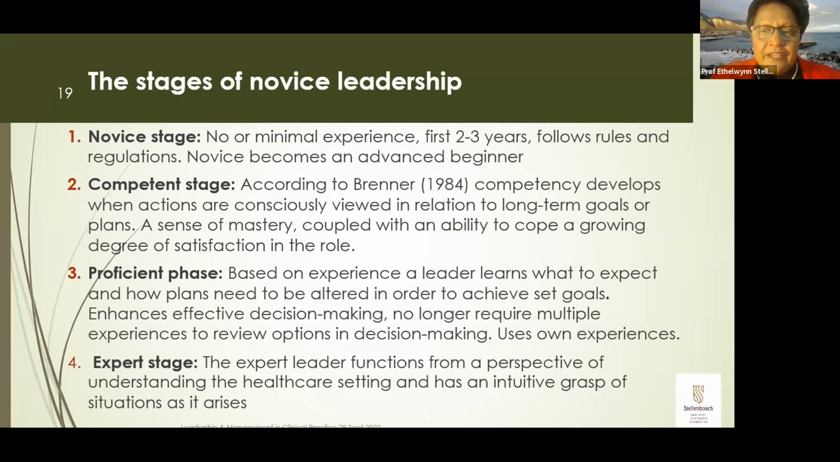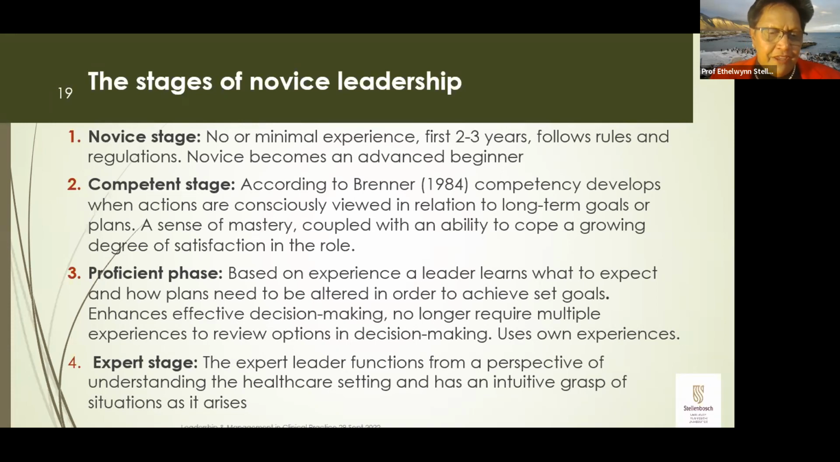According to Benner, 1984, competency develops when actions are consciously viewed in relation to long-term goals or plans, a sense of mastery, coupled with an ability to cope, a growing degree of satisfaction in the role. Hey, you're becoming smarter. That's what it is.